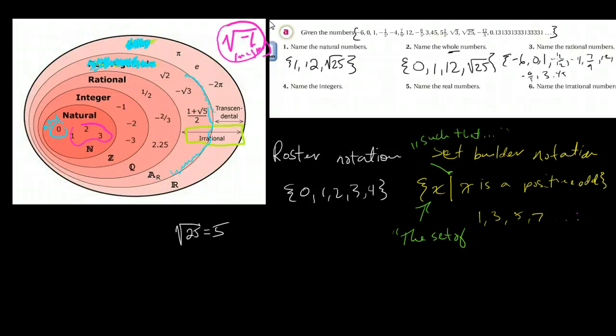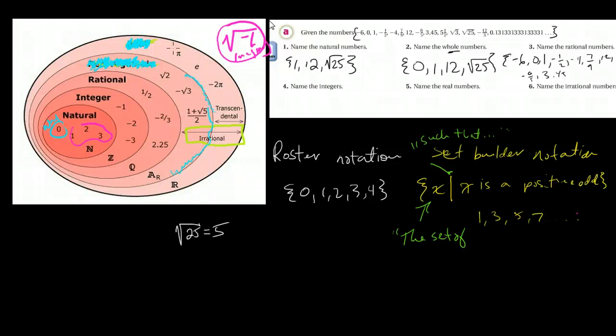As far as the rational numbers go, it's going to be everything except that's not a rational number. The square root of 3 is not a rational number, and this is not a rational number. It looks like there's a pattern there, but because the 3's keep growing, it's not repeating. It's not a repeating pattern. So neither of those are rational numbers. Everything else here, and I just ran out of space, everything else there is a rational number.